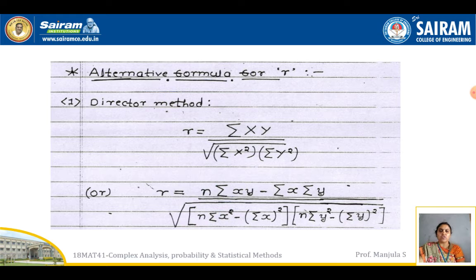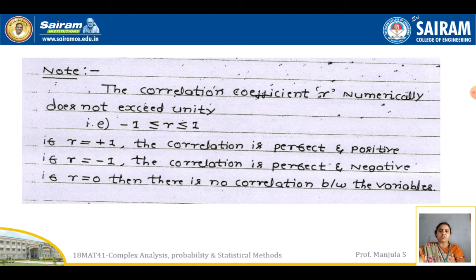An alternative formula to find r is: r equals summation of XY divided by the square root of summation of X square times summation of Y square. Similarly, one more formula: r equals n summation of xy minus summation of x times summation of y, divided by the square root of n summation of x square minus summation of x whole square, times n summation of y square minus summation of y whole square. So this is the alternative formula.